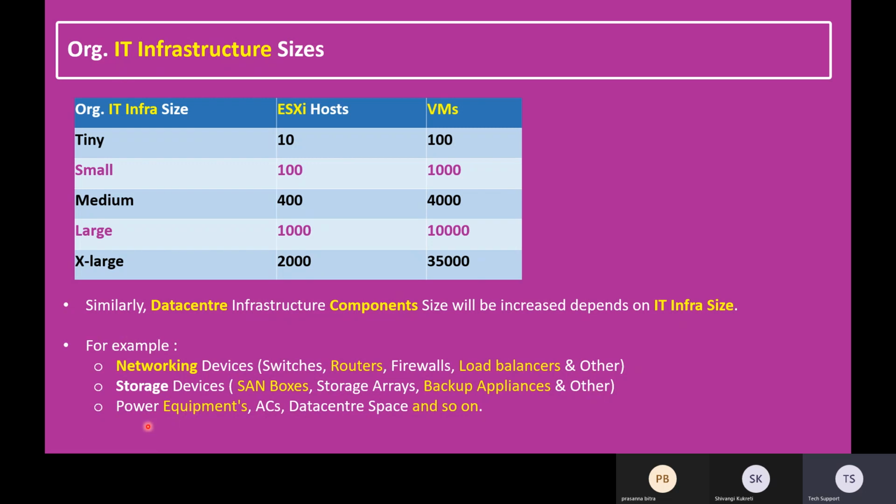We also require additional power equipment, UPS devices, power supply, transformers, and ACs, even for cooling purposes, and data center space and so on. These are all commonly required when your organization size is increased. Not only the vSphere components, we should also consider other correlated components. Okay, this is the overview of organization infrastructure sizes.